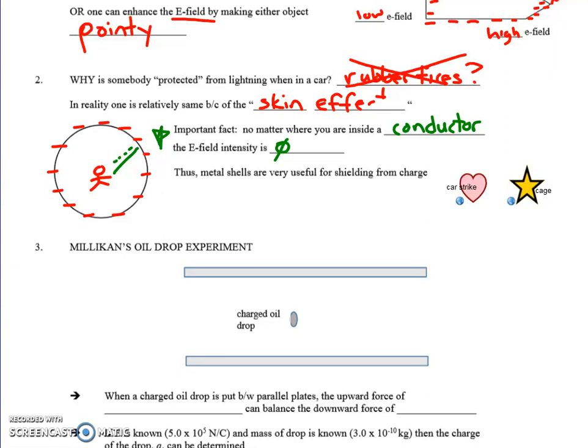So metal shells are very, very useful for shielding from charge. A lot of applications to this, especially in the electronics industry. So I'm going to show you 2 pretty cool examples of this. One is a car strike. So let me see if this link works.